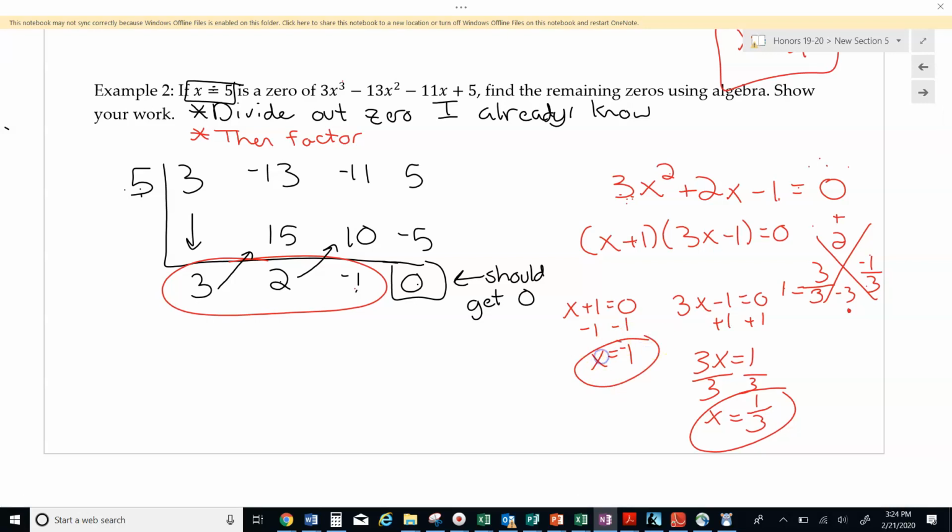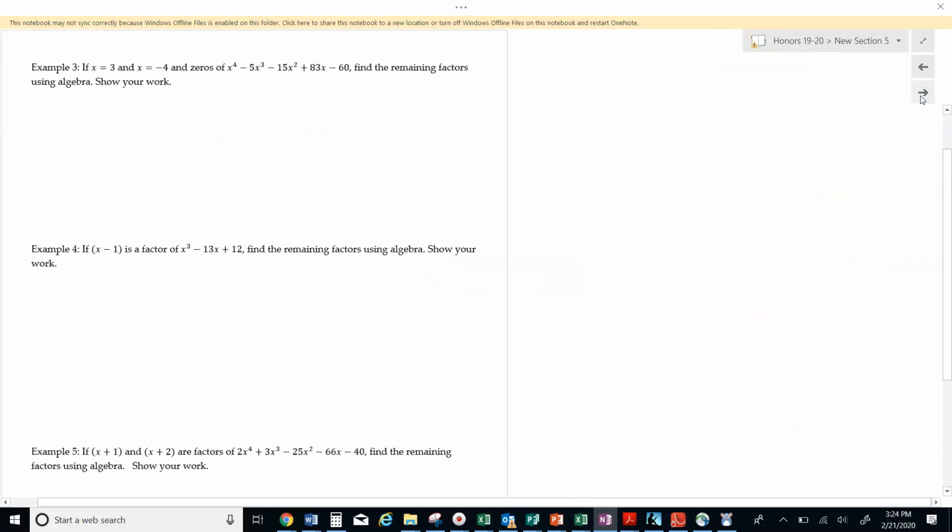Again, if you see your shortcuts between here and here, it is okay to use them. But again, I only use them if you see them yourself. I don't teach the shortcuts. Okay, so nothing new here. We've done this synthetic division. We've done this solving, right? We're just putting them together. Let's look at our next page.